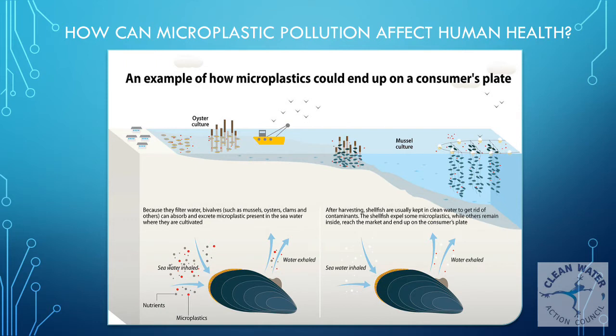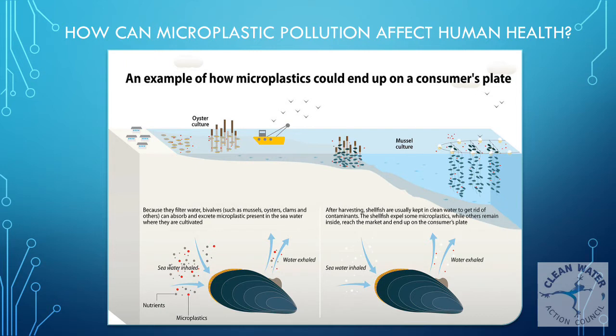How can microplastic pollution affect human health? So humans consume tons of aquatic wildlife as seafood every day. So if toxins are built up in large fish, crabs, shrimp, other things that we eat, and humans eat them, they're passed on to our bodies as well.